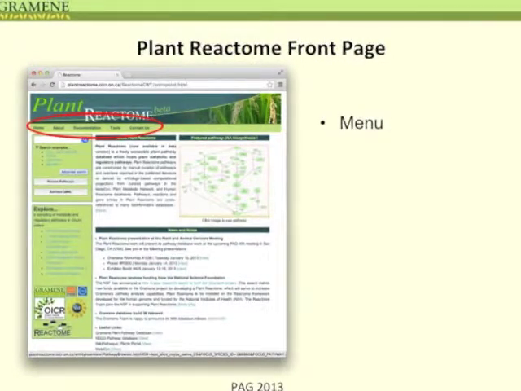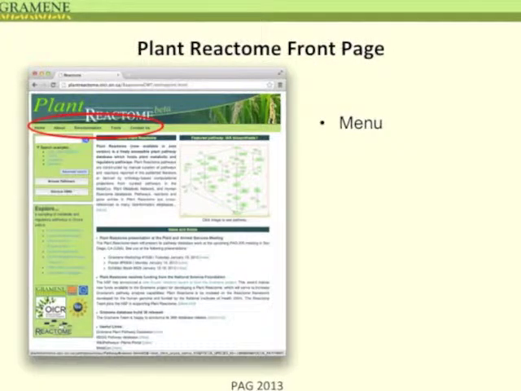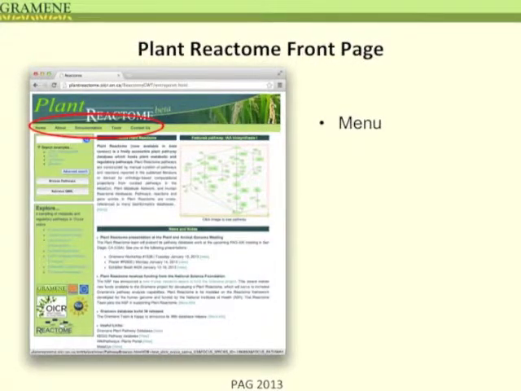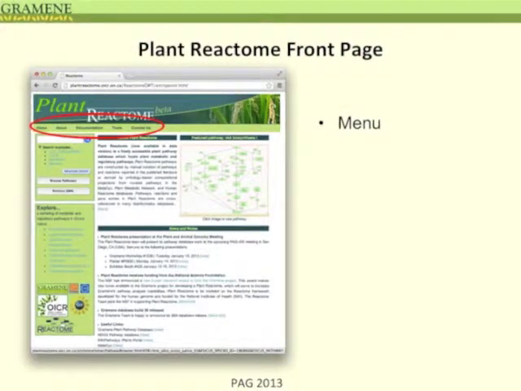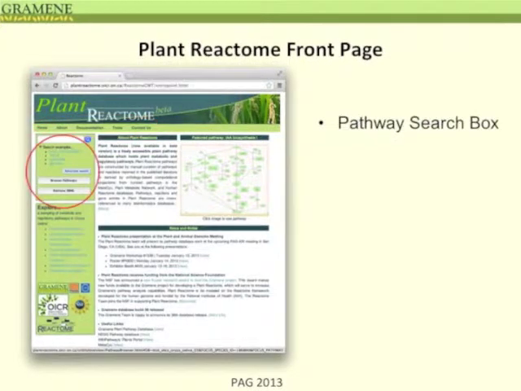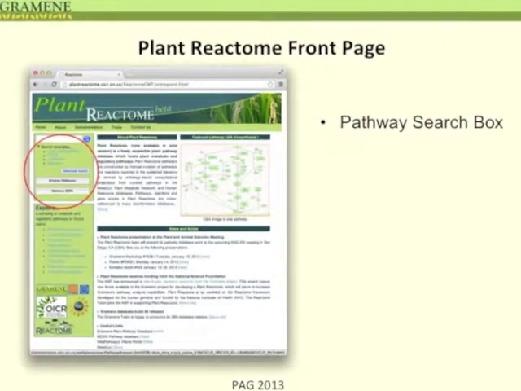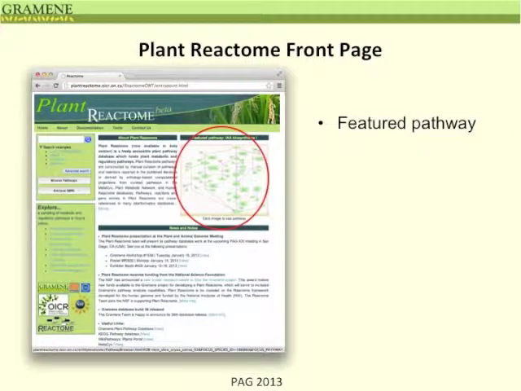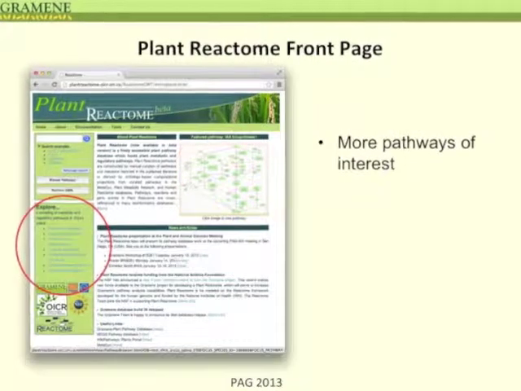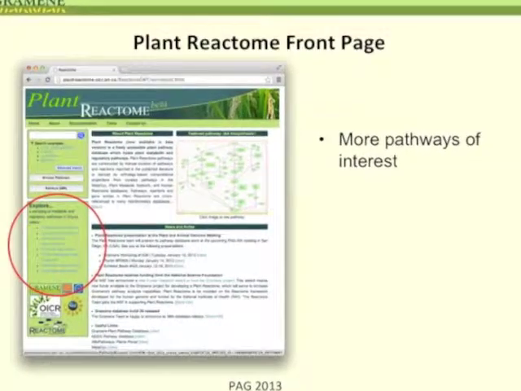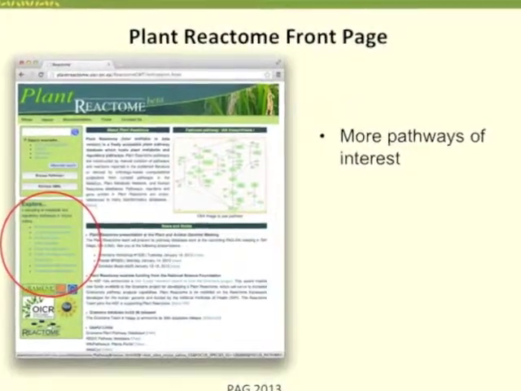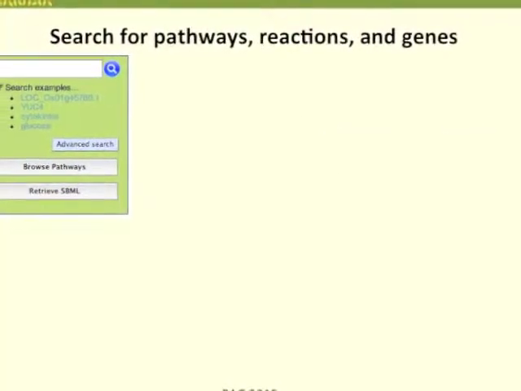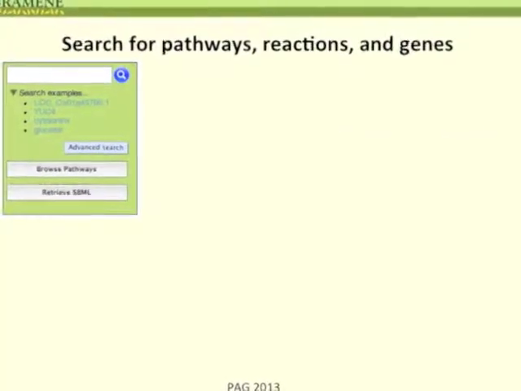When you visit the plant Reactome beta site, currently located at plantreactome.oicr.on.ca, you'll see the plant Reactome front page with a standard menu at the top, a pathway search box on the left-hand side, a featured pathway of interest on the right-hand side, some general project information and recent news and notes center at the bottom, and particular pathways of interest on the lower left-hand side.